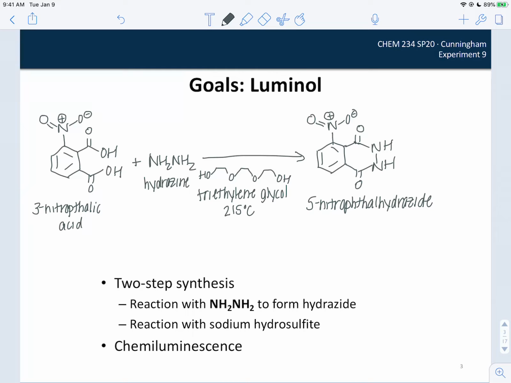Then we are going to take that intermediate and react that with sodium hydrosulfite. And the formula for that, Na2S2O4. We're also going to add sodium hydroxide and water. Heat this up to about 100 degrees Celsius. And when we do that, we generate a product where we've converted our nitro group into an ammonium salt.